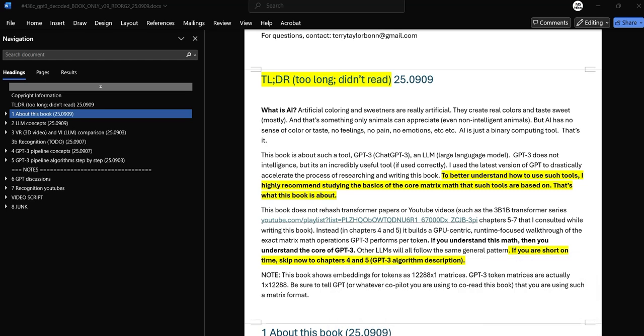Hi, this is a video about a book I've been writing, a video overview. This video describes the latest version of the book. It's about GPT-3 matrix math algorithms. The basic idea is that by understanding the core part of these algorithms, you'll understand what artificial intelligence really is, not only for LLMs like GPT-3, but for other types of GPU-based AI.